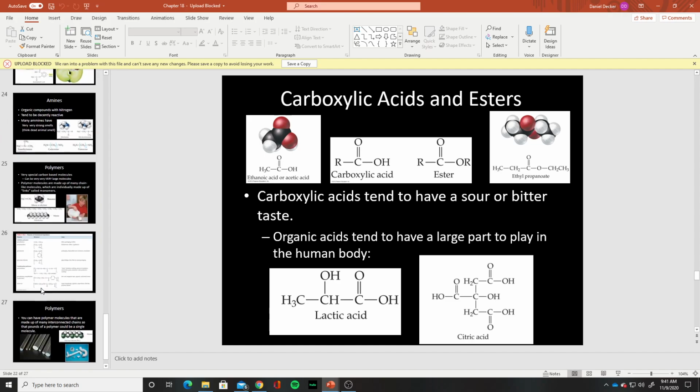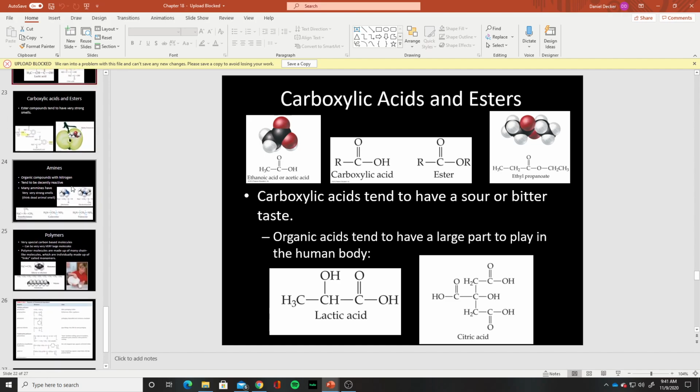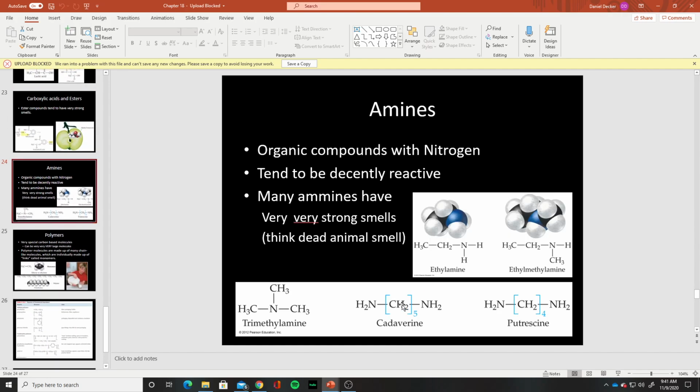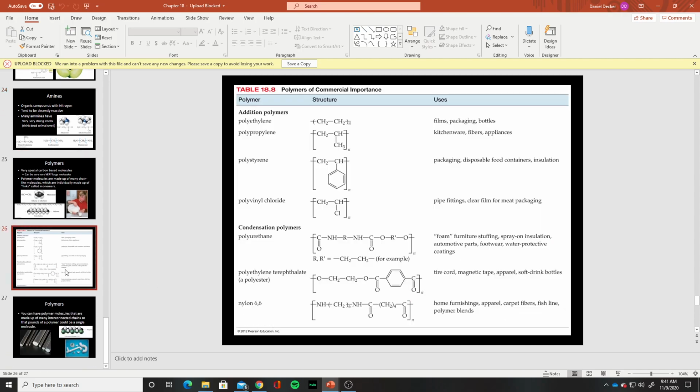So just being able to recognize all of those. And then obviously if there's a nitrogen, it's just an amine. As far as the polymers, don't worry about those. I'm not going to test you over the polymers.